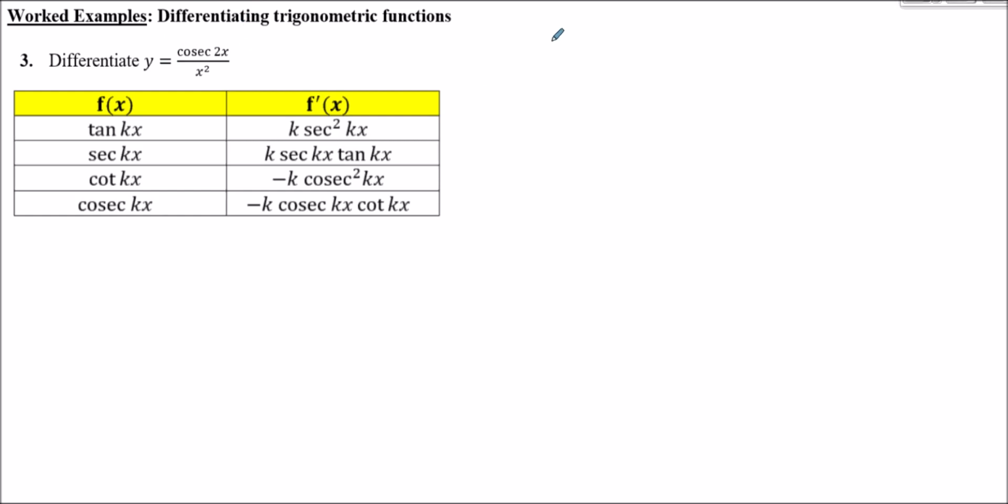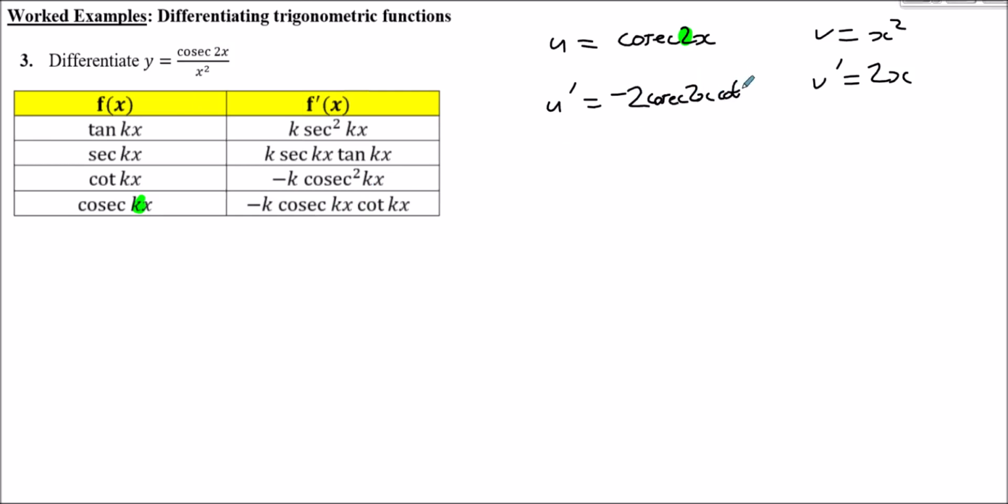So our u is cosec 2x, and the denominator v is x squared. So v dashed is going to be 2x, and if I differentiate cosec 2x, we can use this result here with our k being equal to 2. So differentiate cosec 2x, that's going to be minus 2 cosec 2x cot 2x.